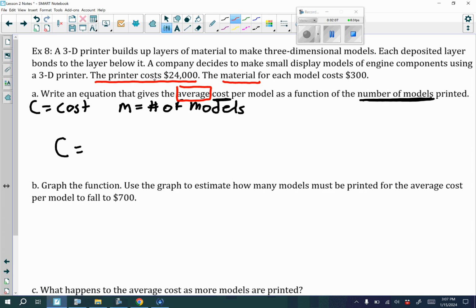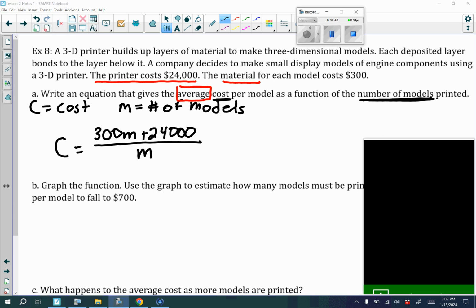So our total cost is going to be, first, a fixed amount for the printer, $24,000, and then each model is going to cost $300. So that represents $300M: if we have one model, it costs $300 for the material, 2 models cost $600, 3 models cost $900, and so forth. And then we add to that the fixed cost because we had to pay for the printer. Now we take that cost and divide by how many models we have, so it'll be divided by M.